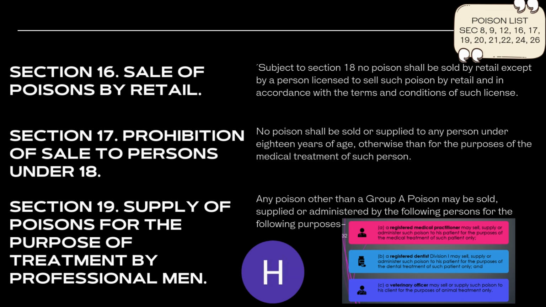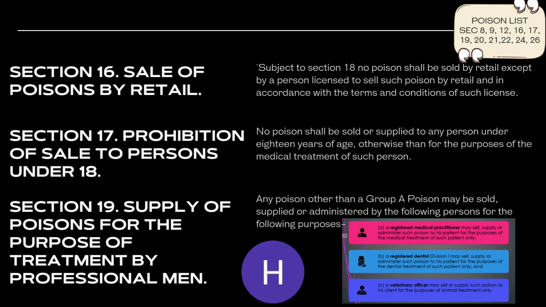And then next, section 17 mentions the prohibition of the sale of poison to any person under the age of 18 years old. It states that no poison shall be sold or supplied to any person under 18 years of age, otherwise than for the purpose of the medical treatment of that person.